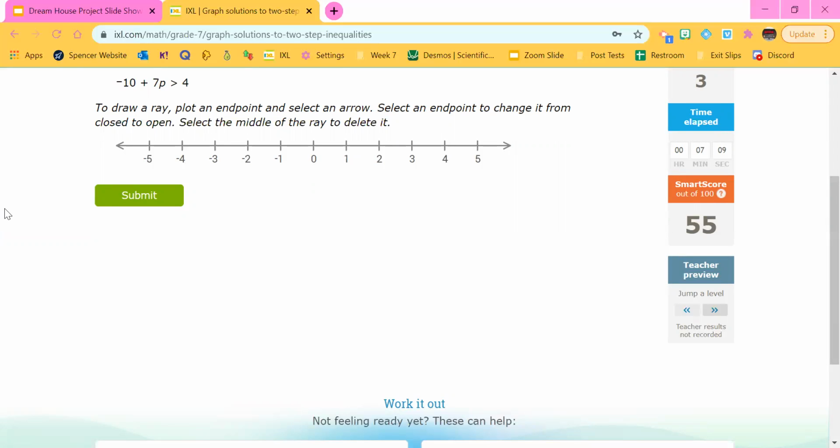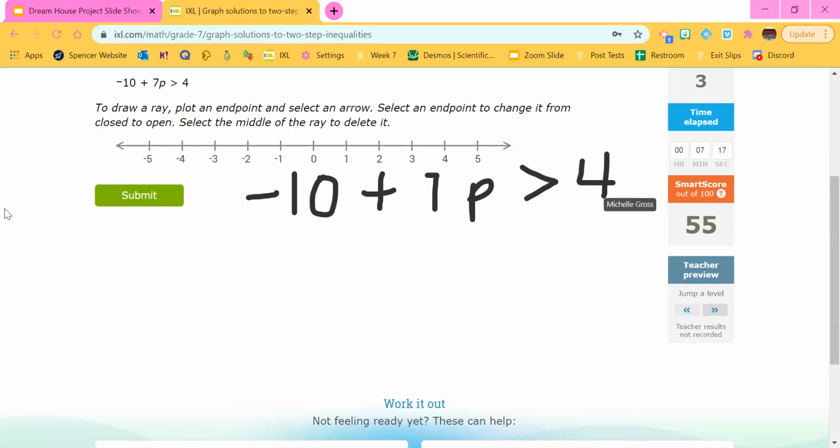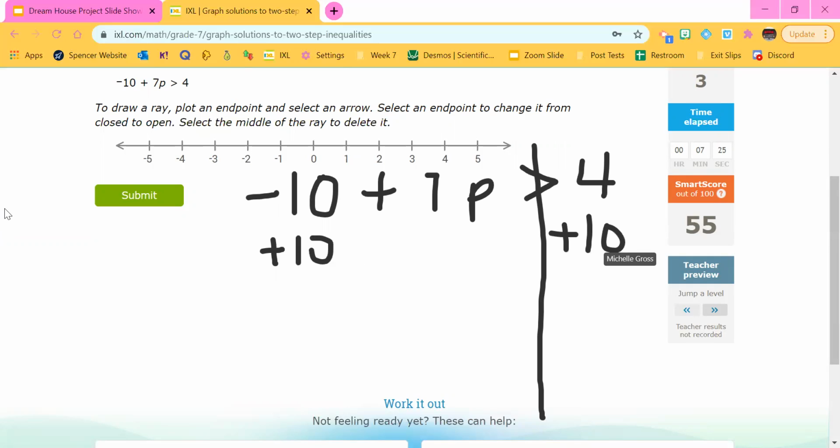Yep. Okay, so we've got negative 10 plus 7p is greater than 4. This one's going to be an open circle one. I want to get rid of my constant. I want to get rid of that negative 10 by adding 10. And if you're trying to figure out what do I do there, you've got to figure out what would you add to it to get 0? It's basically taking its additive inverse.